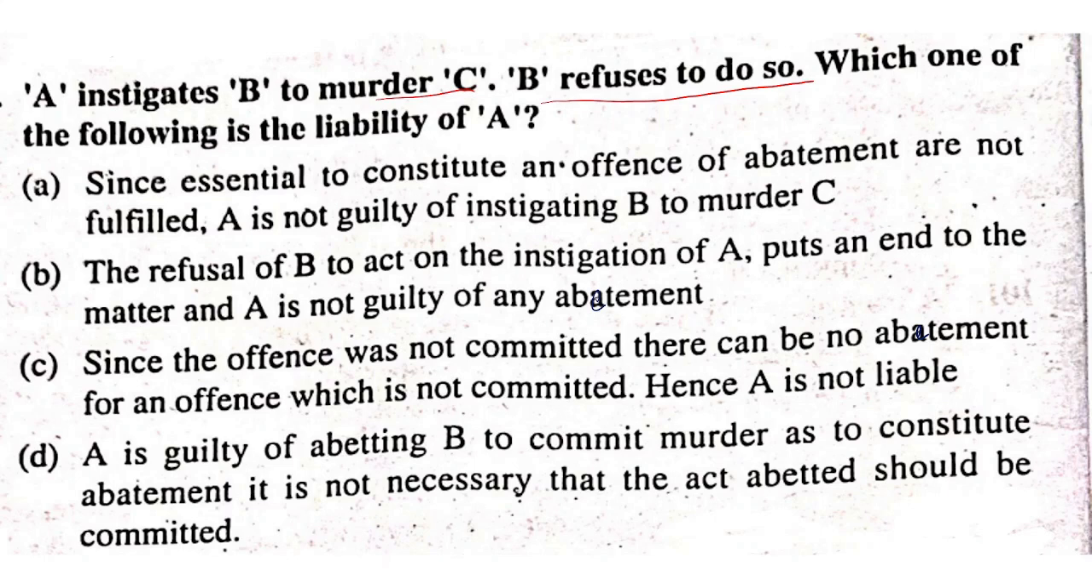A is guilty of abetting B to commit murder. To constitute abetment, it is not necessary that the act abetted should be committed. Option D is the correct answer. A is guilty of abetting B to commit murder, as to constitute abetment it is not necessary that the act abetted should be committed. So, D is the correct answer.